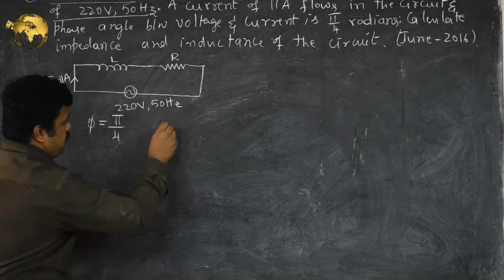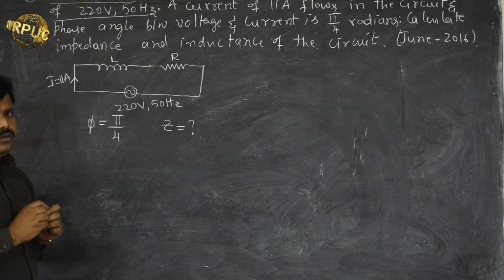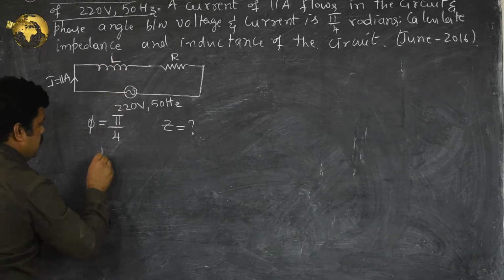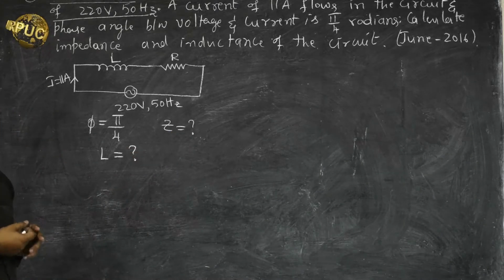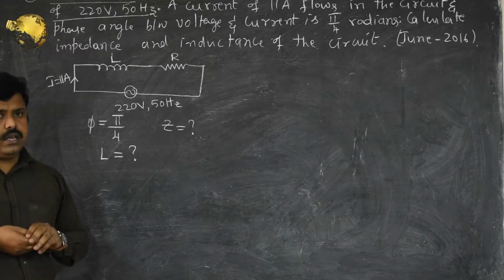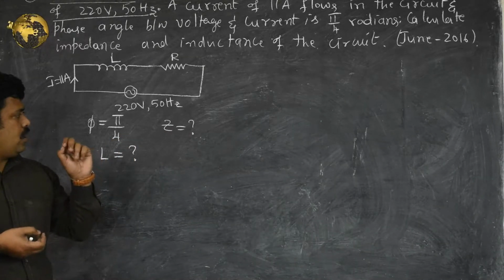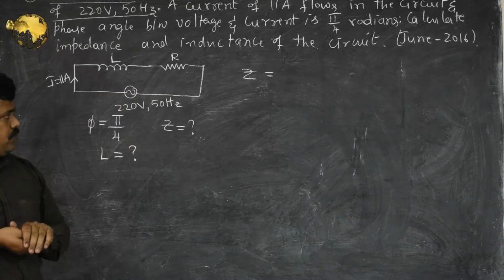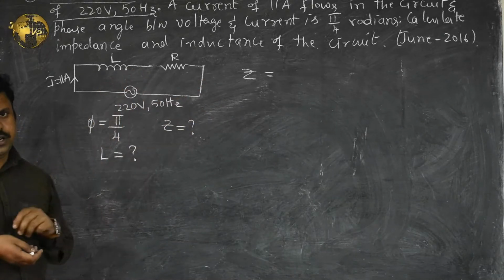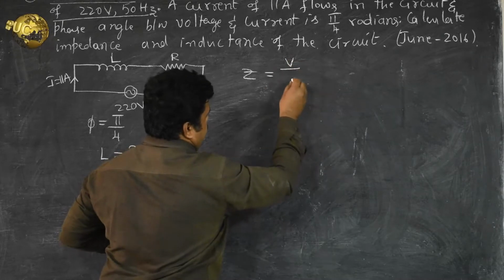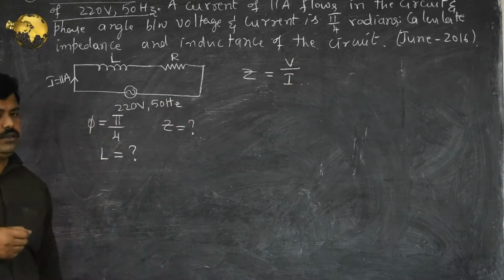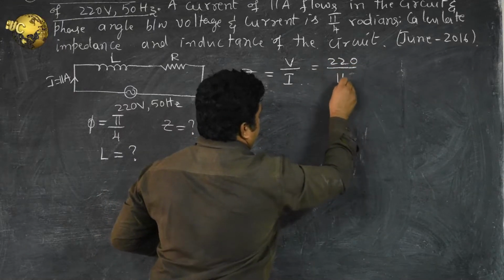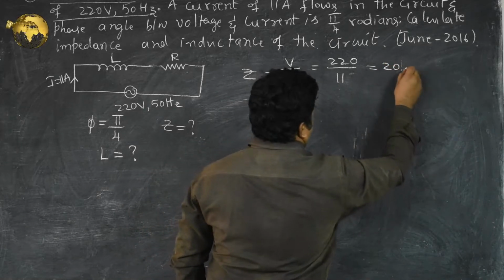Calculate the impedance, which is represented as Z, and the inductance of the circuit, L. So we need to calculate L and Z. Z we can calculate directly. Z is the resistance in the circuit. Using Ohm's law, V is equal to IR, with R replaced by Z, so Z is voltage by current, Z is equal to V by I. This is 220 divided by 11, so we get the value 20 ohms.